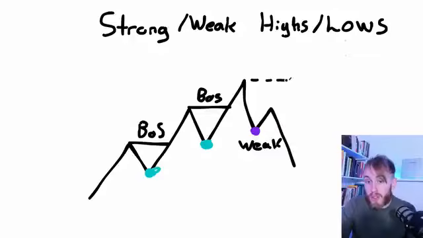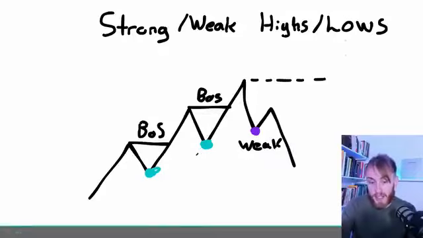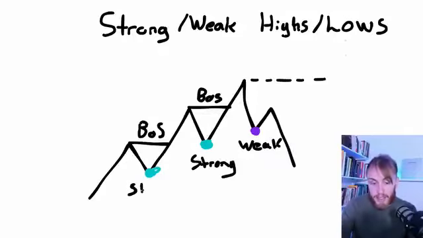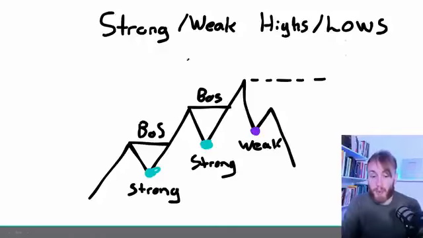It did not break the structure, right? So this right here is strong. This low right here is strong. But now what about the highs? Well, this high and this high are very similar. However, the high that is very different is this yellow high right here.